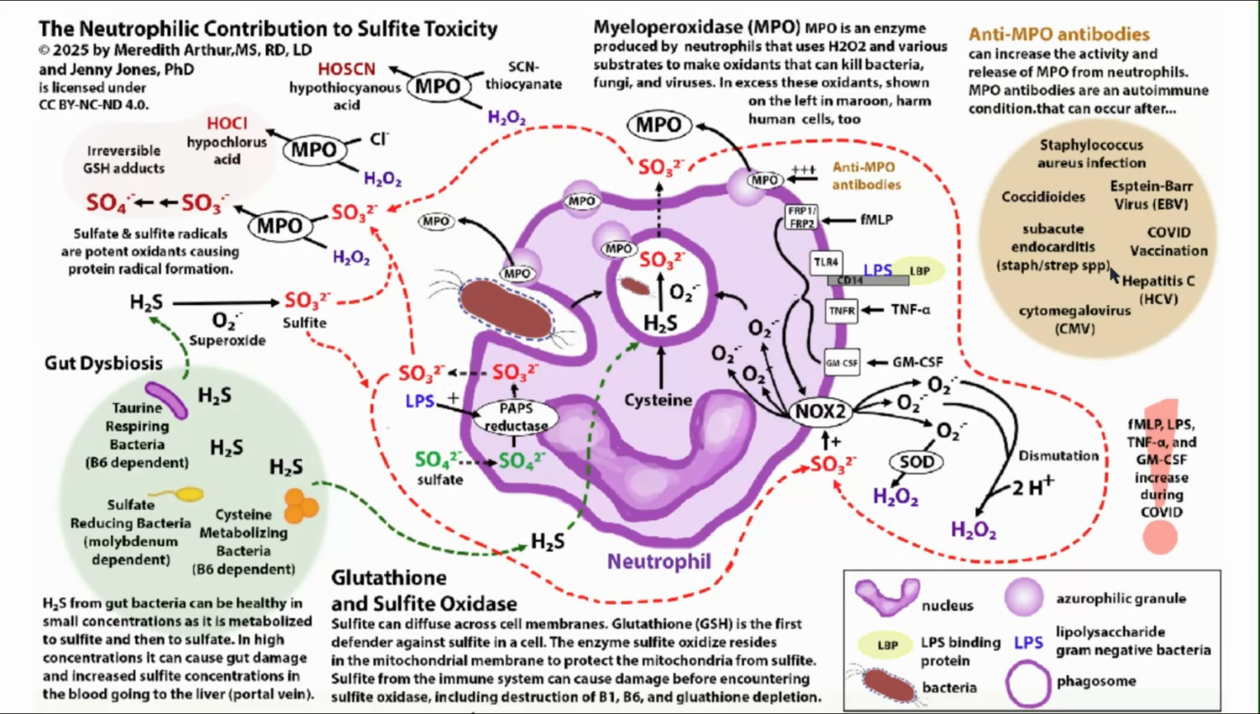What actually is causing the anti-MPO antibodies? Specific infections can trigger that autoimmune issue. One is staph infections. Another is coccidioides or subacute endocarditis. People who have that from staph or strep will actually be more likely to develop anti-MPO antibodies. If you've had a history of EBV, it might be good to get your anti-MPO antibodies checked.